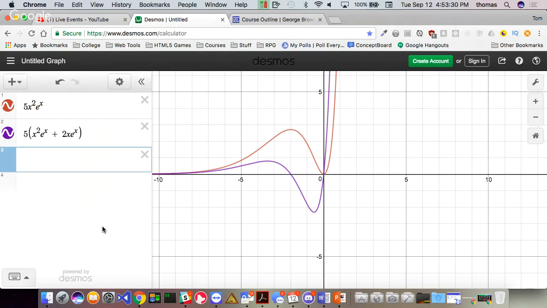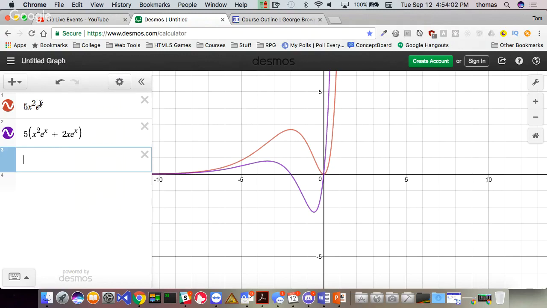You could do that too if you really want to, but you would have 5x squared times e to the x plus 10x times e to the x. You could do that if you really wanted to. But let's leave it out for a second because it's not going to affect us. It's a scalar, all it does is scale up our curve, and that's why we can take it out. It's not going to affect us in any way. All right, so we have then x to the 2 multiplied by e to the x.